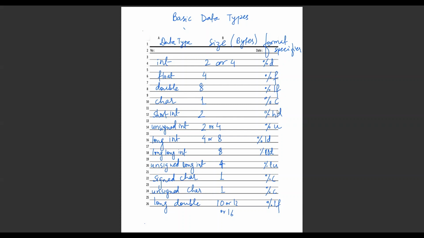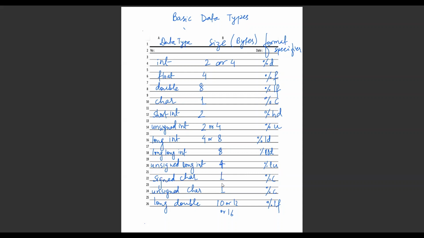For short int the size is 2 bytes and the format specifier is %hd. For unsigned int, the size is 2 or 4 bytes and the format specifier is %u. For long int, we have 4 or 8 bytes and the format specifier is %ld. Long long int has the size 8 bytes and the format specifier is %lld. Unsigned long int is 4 bytes and the format specifier is %lu.